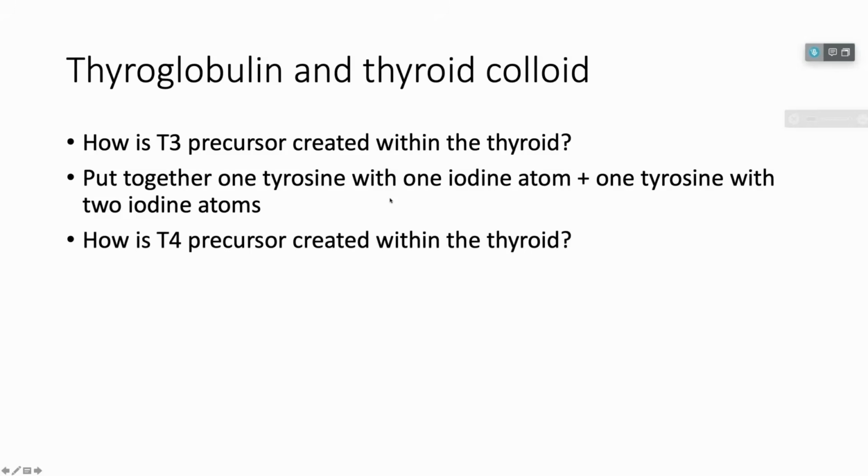It's really basic. So Paula, building off of Natalie's mind reading, can you please tell us how you get a T4 precursor made within the thyroid? So it's made the same way, but instead of joining one MIT and one DIT, you join 2 DITs, which come up to a total of 4 iodide atoms.